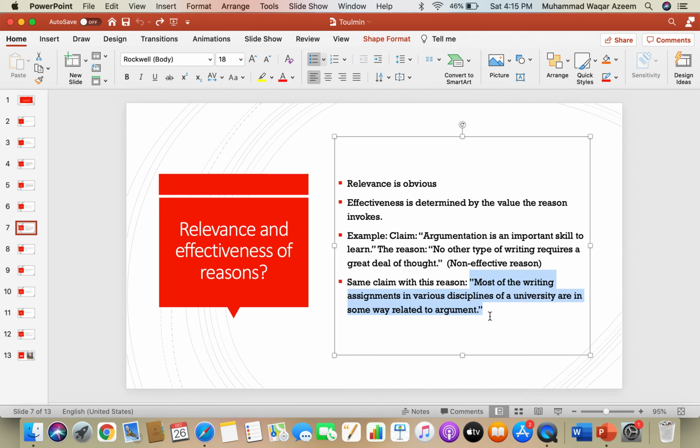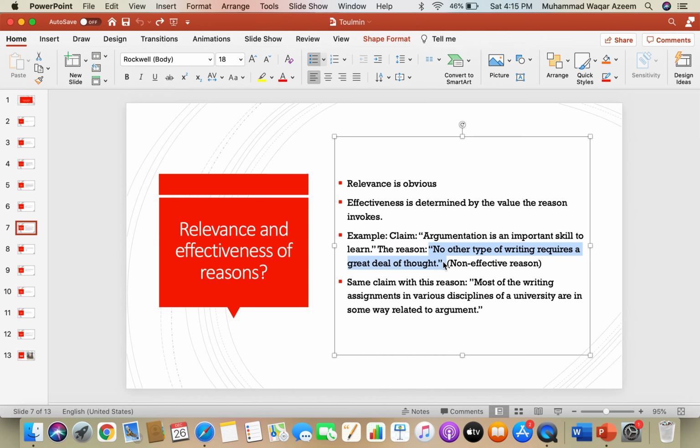So a reason seems to be effective to us only when the reason is pointing out some real benefit of the claim which is being made. So you need to notice, when you read a reason, does the reason actually invoke any value? If it does, then that reason is an effective reason. Now, as opposed to this example, if we once again look back on this example, no other type of writing requires a great deal of thought.